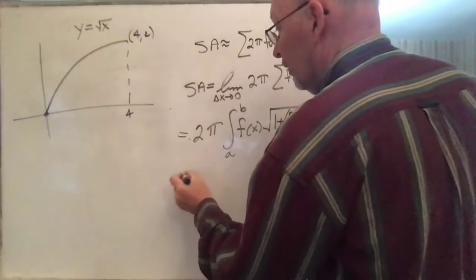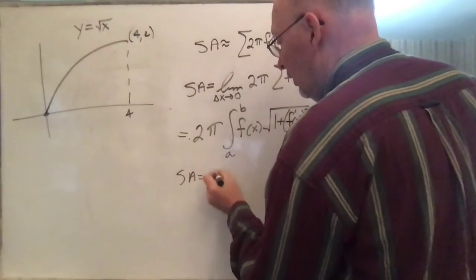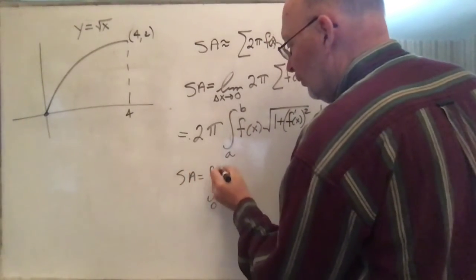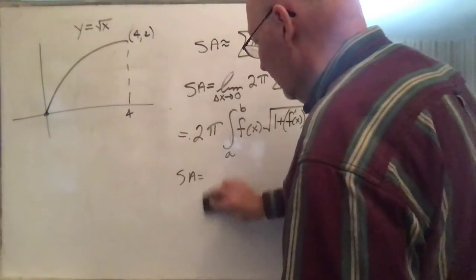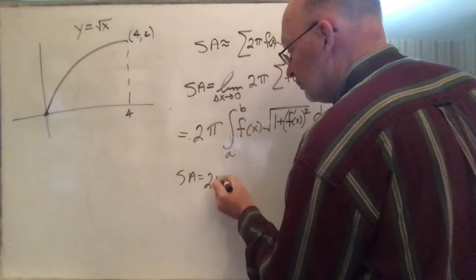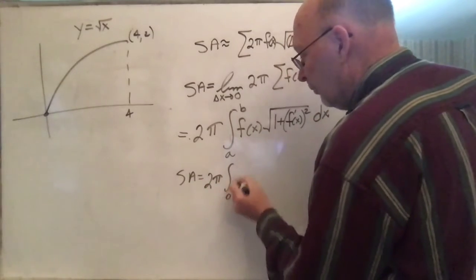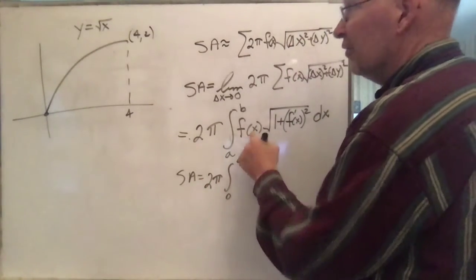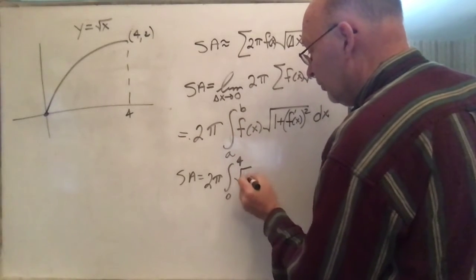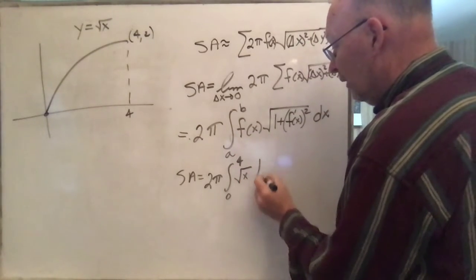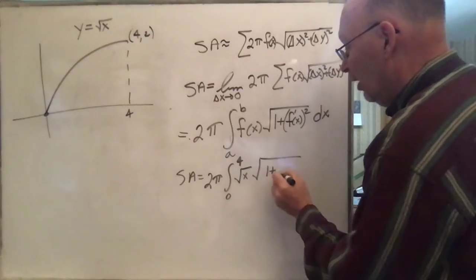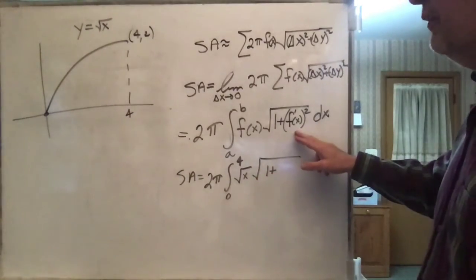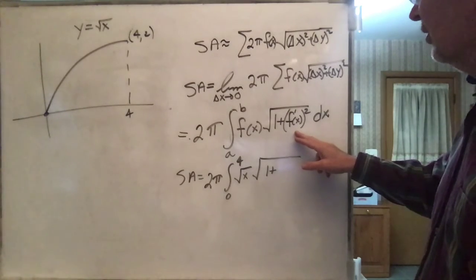Let's see. So for our case, it's going to be the surface area. It's going to be the integral from 0 to 4. And then, oops, I need a 2 pi out there. So it's going to be 2 pi times the integral from 0 to 4. Here's the function, which is square root of x. And then we have the square root of 1 plus the derivative of the function squared. What is the derivative of the function?